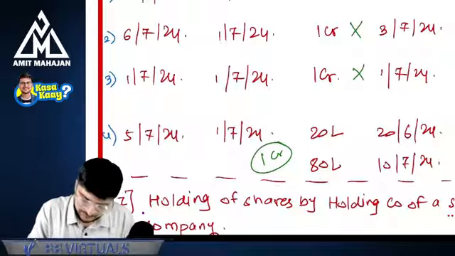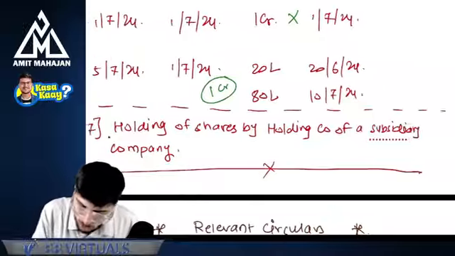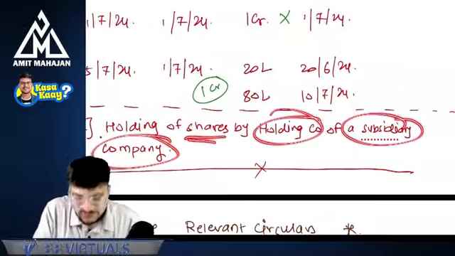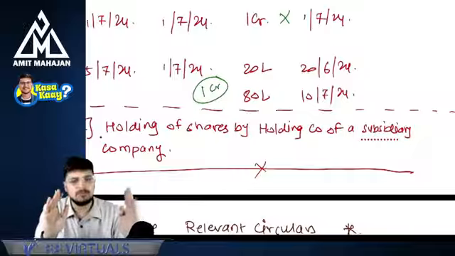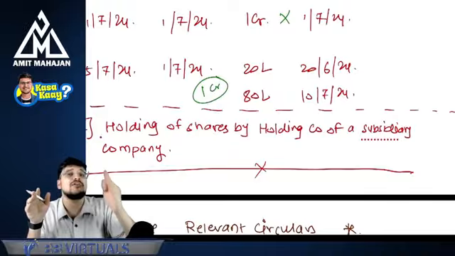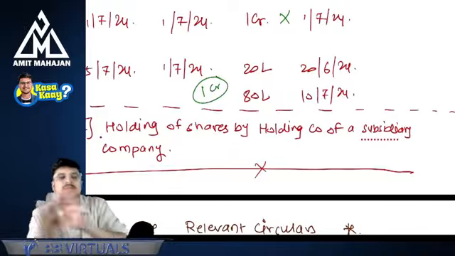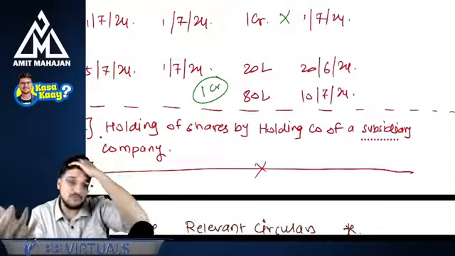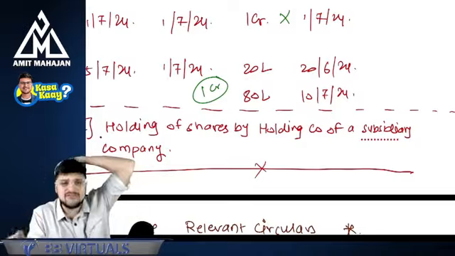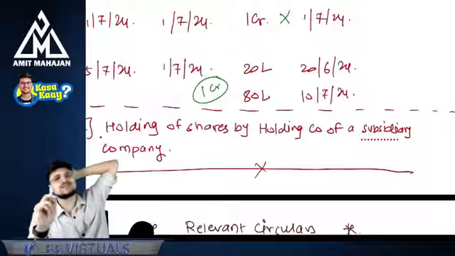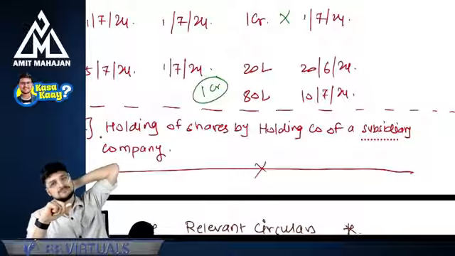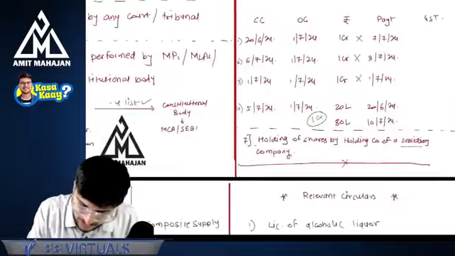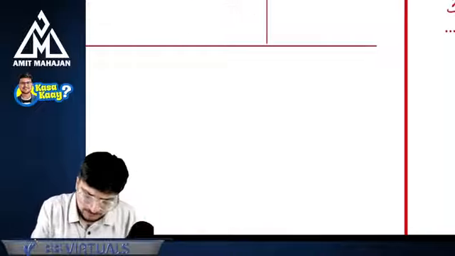Understanding? Sure. And the last point is holding of shares by a holding company of a subsidiary company, which means there is a holding company and there is a subsidiary company. If the holding company transfers the shares of the subsidiary company, there will not be any supply. Very simple. Why? Because it is not falling under the definition of supply and the definition of goods. Securities have been excluded, no? Sure. So these are the 7 negative list points.